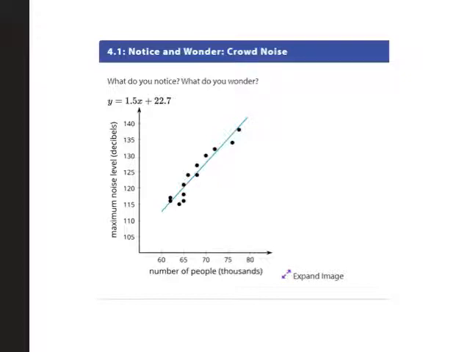Some of the vocabulary to look out for today is what is a scatter plot? What is a linear model? How to find the slope of a line? And what is the vertical or Y-intercept?